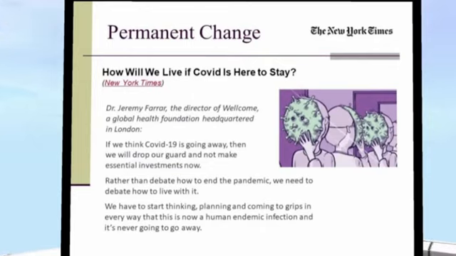Let's look at what the London-based Global Health Foundation is saying. It says COVID is not going away around the world anytime soon, and we need to learn how to cope with it, thinking and planning and coming to grips with a new way of living. It's an interesting article. You can get the link right there on the slides if you get the PDF. And those of us here in the United States also need to keep in mind that more than 95% of the world is not us.